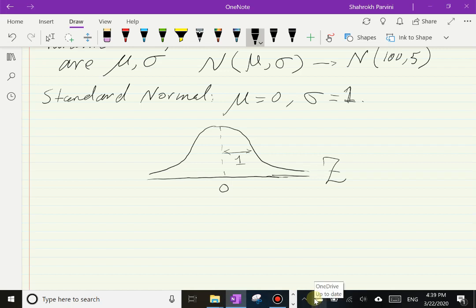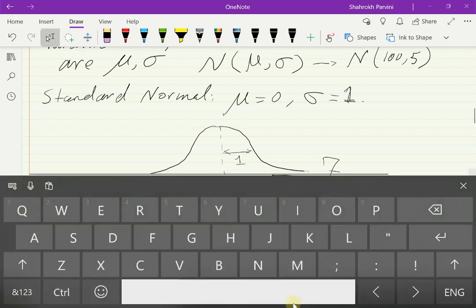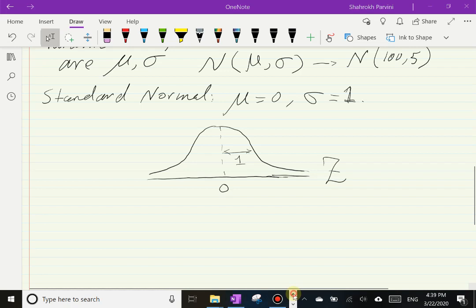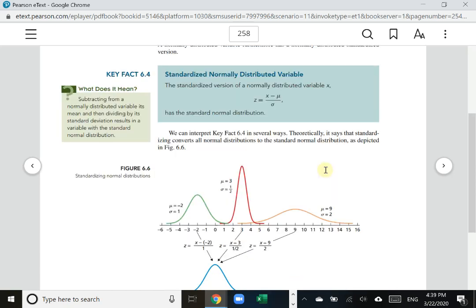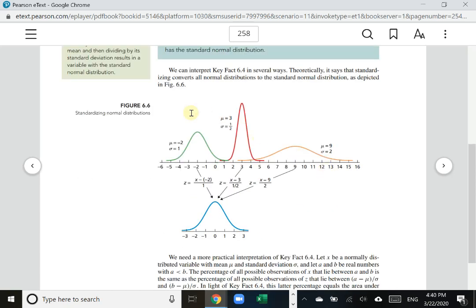Okay. Now, it turns out, by the way, let me show you this thing here. There you go. Okay. So it turns out that there's this process. This process is called standardization. What the standardization does is the following. It can take any non-standard normal distribution and transform it into a standard normal distribution, that is mean 0, deviation 1.